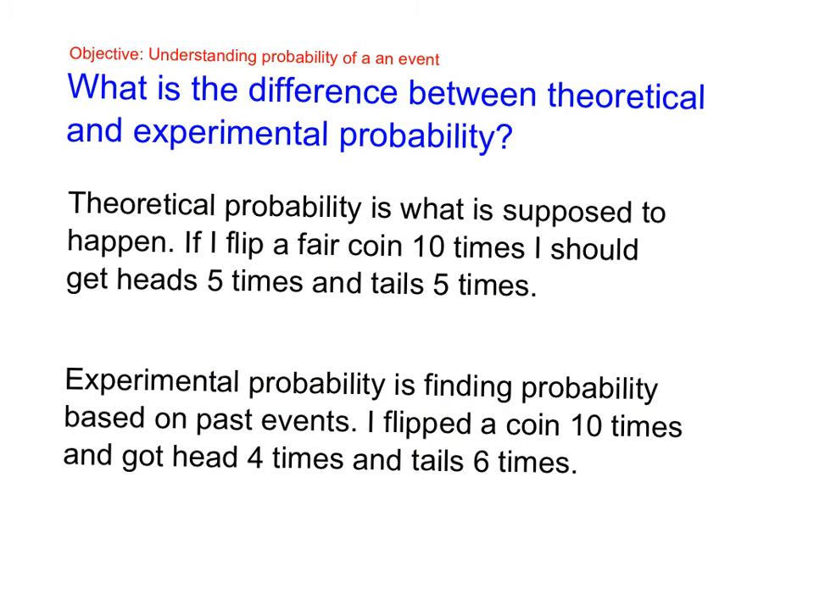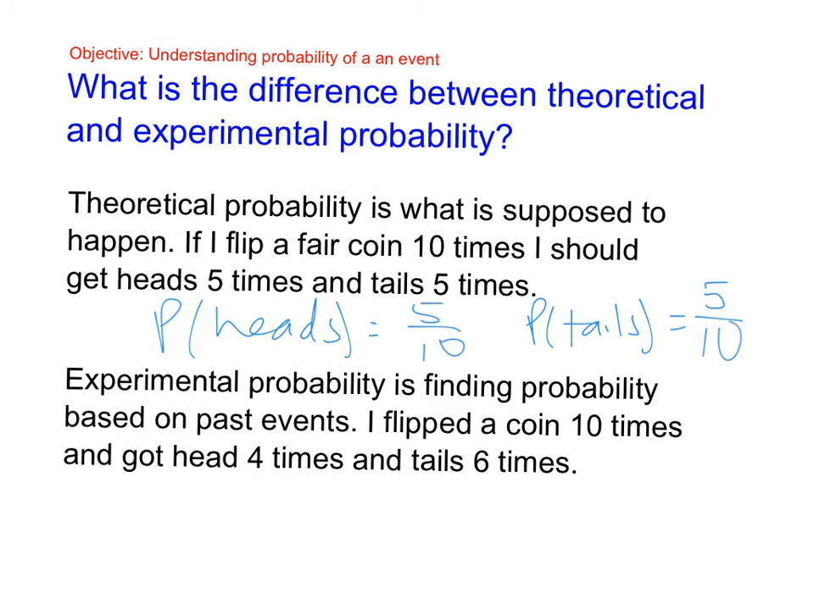All right, so the difference between theoretical and experimental. Theoretical is what would, in a perfect world, what would happen. So if you have a coin, if you flip it 10 times, you should get 5 heads and 5 tails. That's the theoretical, what should happen. So the probability of heads should be 5 out of 10, and the probability of tails should be 5 out of 10. But that's not always what happens.